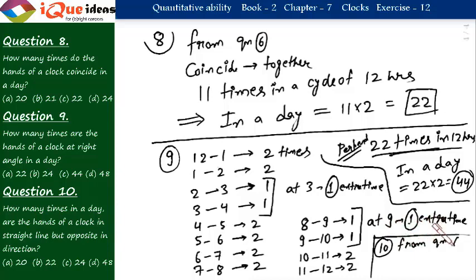From question 6 you can see that opposite direction in 12 hours time is 11 times. So in a day there are 24 hours, so it will be 11 into 2, that is 22 times in a day. Okay, so in a full day they will be opposite to each other 22 times. So the answer of this question would be straight away 22. That counting we have already done in question number 6. All right.